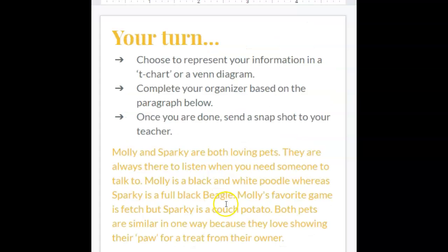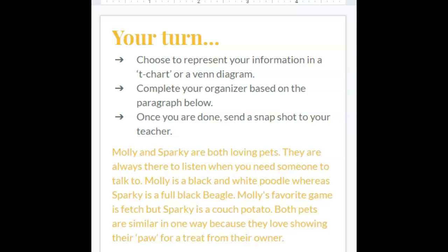Okay, now it's your turn. Choose to represent your information on a T-chart or a Venn diagram. So on a sheet of paper, either draw a T-chart or a Venn diagram. Then you're going to complete your organizer based on the paragraph below. Once you're done, send a snapshot to your teacher. Okay, we look forward to seeing them. Here is the paragraph that you're going to use to complete your T-chart or Venn diagram.